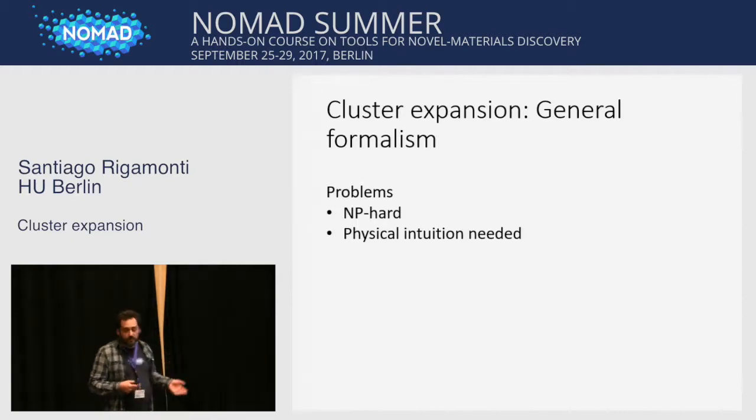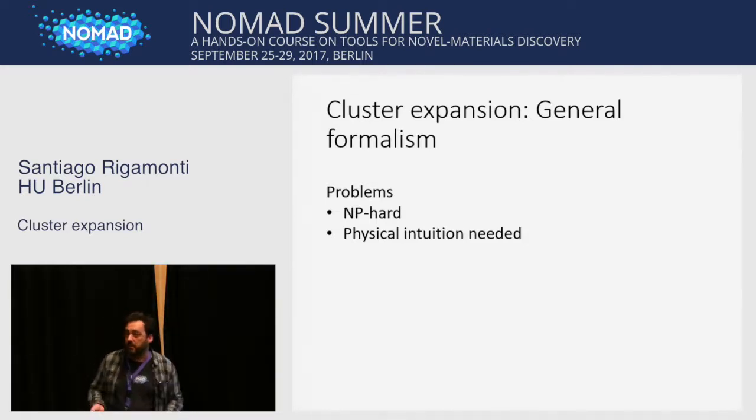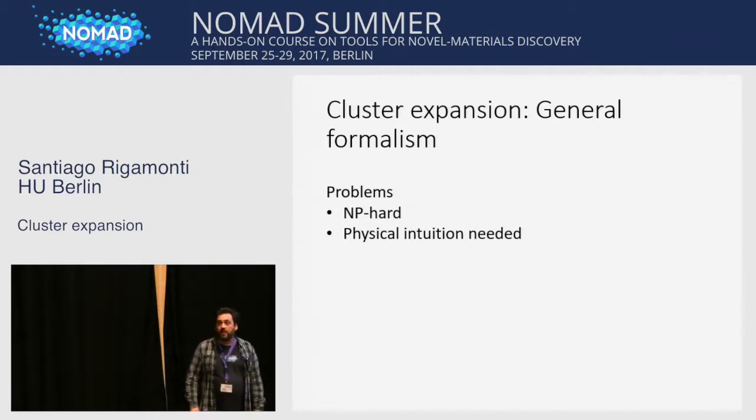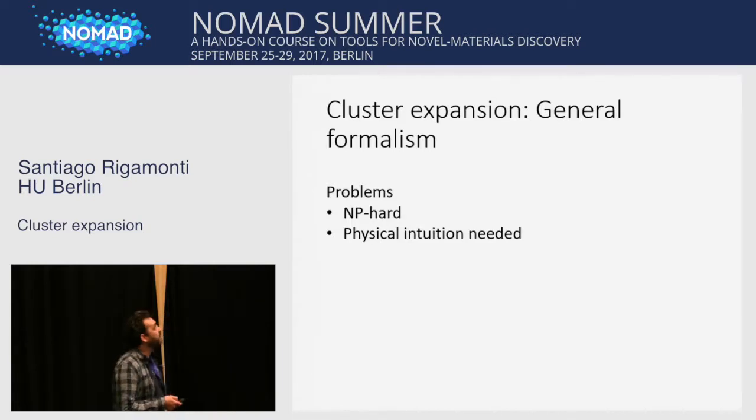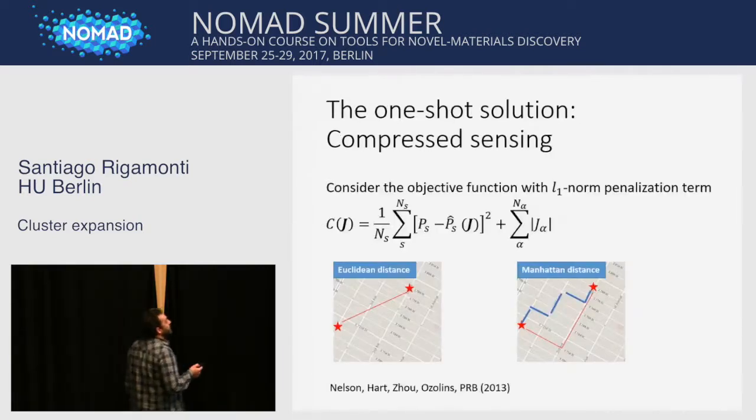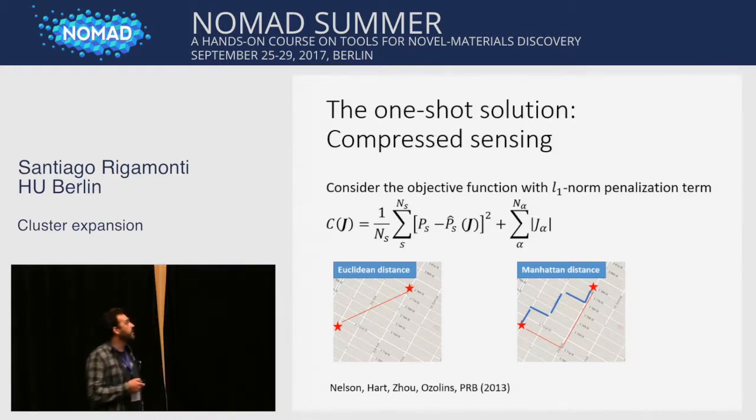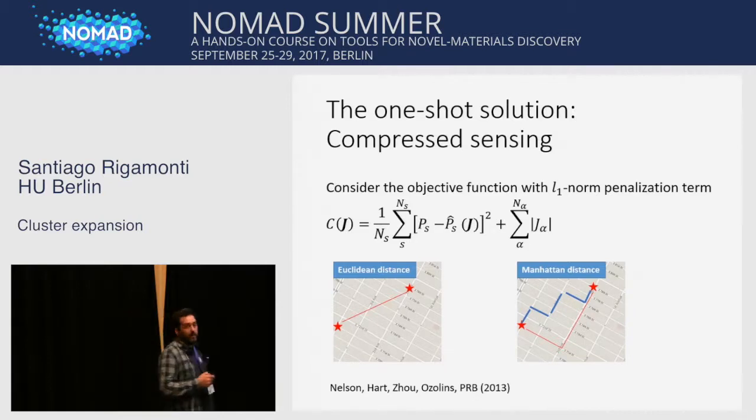But as I told you before, one has to build many cluster sets, and this is what is called an NP-hard problem, because the number of sets also explodes in a combinatorial way. And also to reduce the pool of clusters, we should use physical intuition, and we would like to have a more systematic way to do it. So the way to do it is where some machine learning techniques enter in the cluster expansion approach. We replace the L2 norm by the L1 norm.